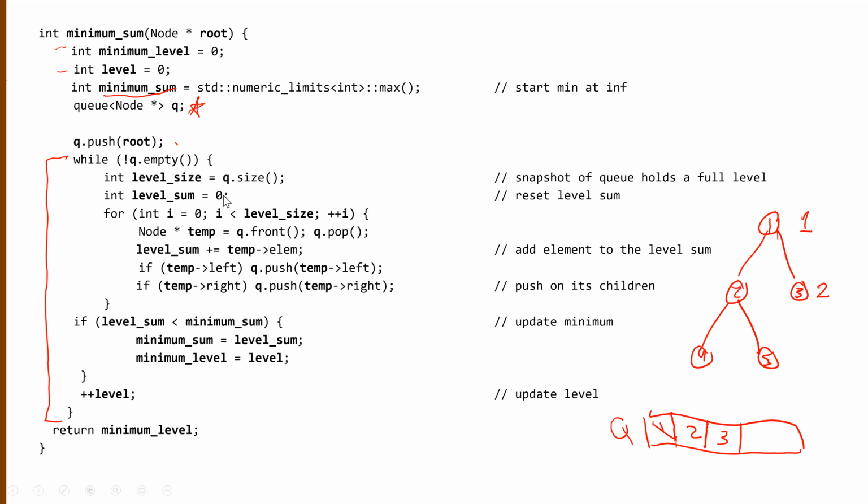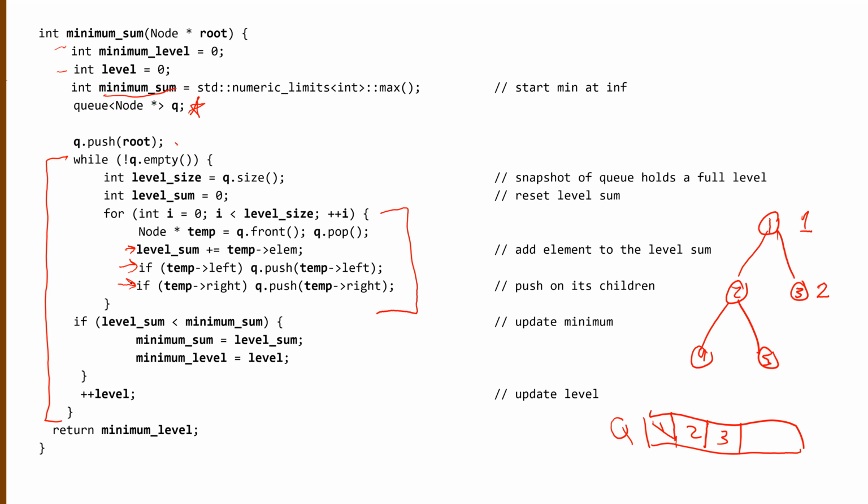And we'll initialize this level sum to 0. And so what you'll actually do is you will loop through the elements in the queue that correspond to that certain level. And this is how you're calculating the sum for the level. And this is just pushing in the children of that level once again to just make sure that you're doing that breadth first search.